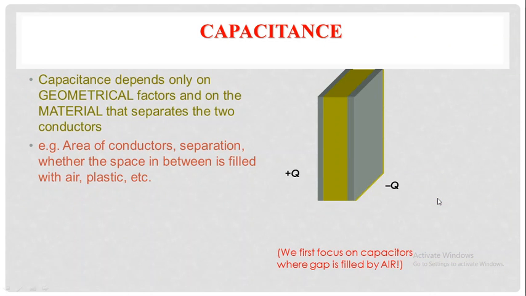The capacitance depends only on the geometric factor and on the material that separates the two conductors. That is, the area of the conductor, the separation, and whether the space in between is filled with air or plastic, etc. In this figure we see that there are two conductors with positive and negative charge, and in between the two plates there is a dielectric material. First we focus on the capacitor where the gap is filled by air. Air is a dielectric medium.